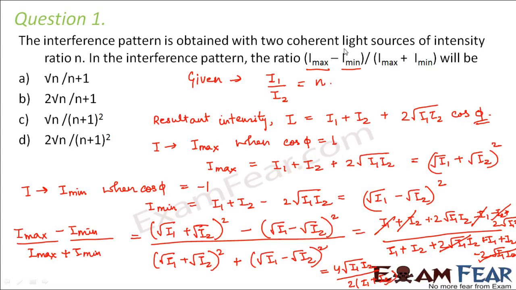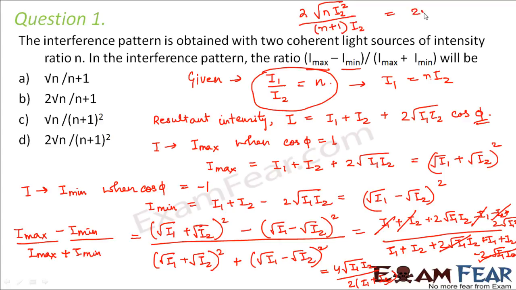On further simplification, in the question it is given that I1 by I2 is equal to n. So we have to give the answer in terms of n. From this you can say that I1 is equal to n I2. Now in this expression, instead of I1, you just put n I2. Then the ratio becomes 2 into root over n I2 square divided by n plus 1 into I2. So this becomes equal to 2 root over n divided by n plus 1 into I2 divided by I2. These two will cancel. So this would be the answer. Which is the correct option? It is option B.